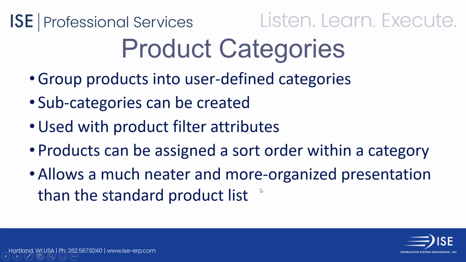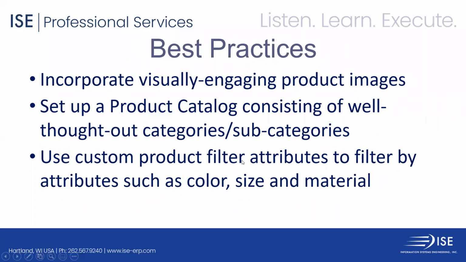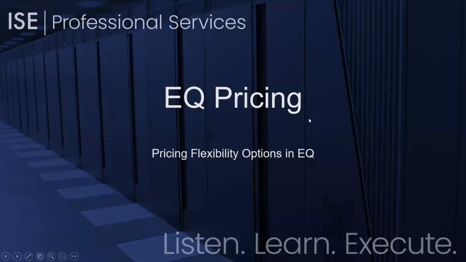And again, you end up with a much neater and more organized presentation than the standard product list would provide. So a couple best practices are to incorporate visually engaging product images, set up your product catalog, and also use custom product filter attributes to drill down if you want specific colors, sizes, and materials. By doing this, you start off your quote creation process for your line items as well as you can, and you've drilled down as far as you can. You've given the user a lot of help by doing this.